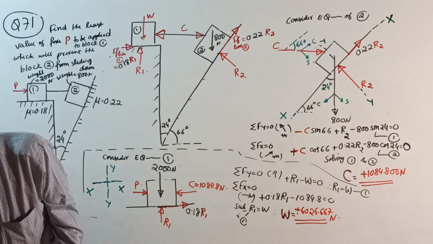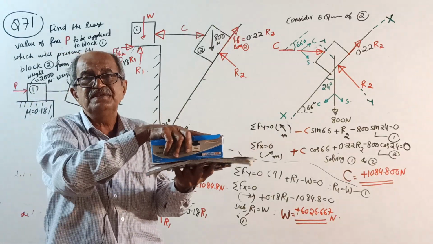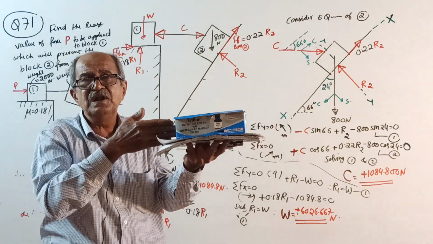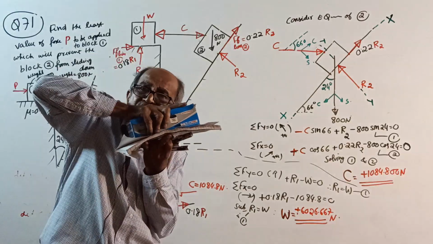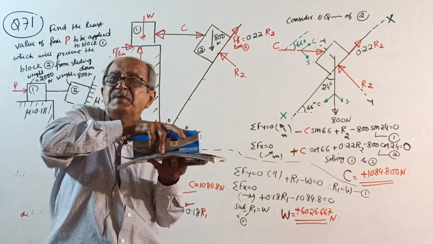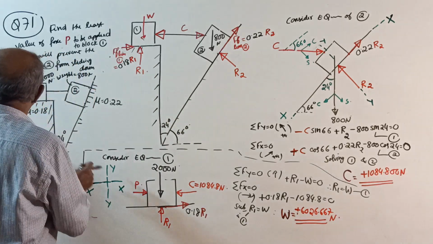One more thing I'll tell you. See, when slipping takes place, suppose it moves this way. You can prevent it by applying horizontal force or applying heavy vertical force. Why? When you apply heavy vertical force, friction will become more. So anyway, as per the question, the unknown is P.